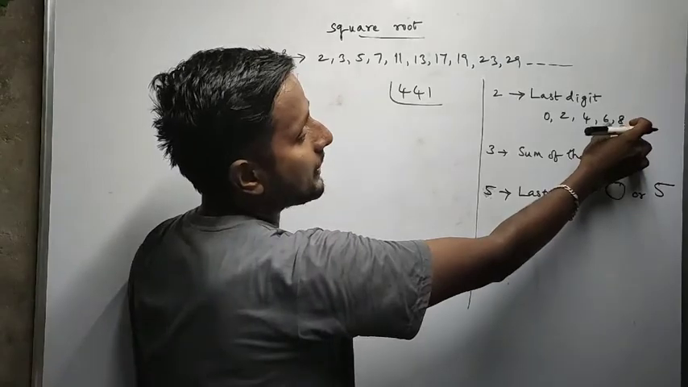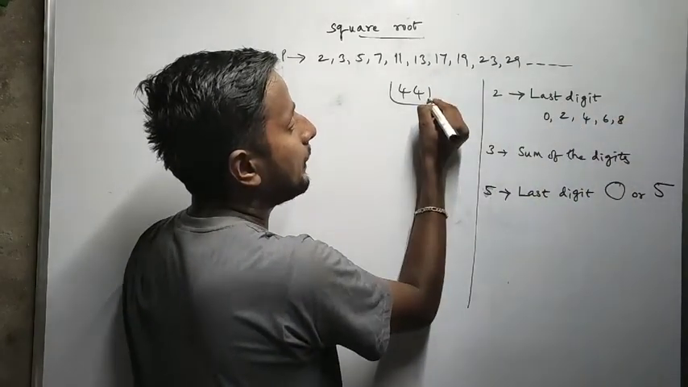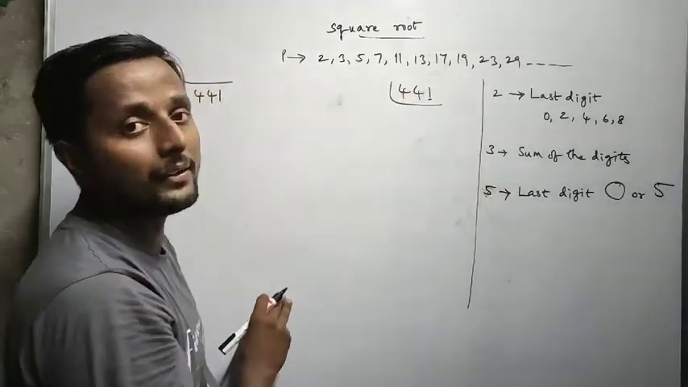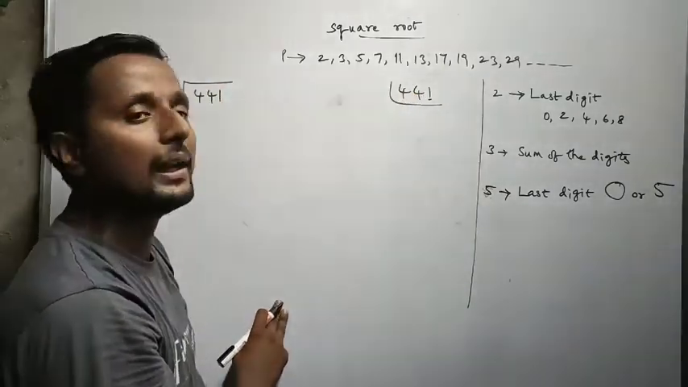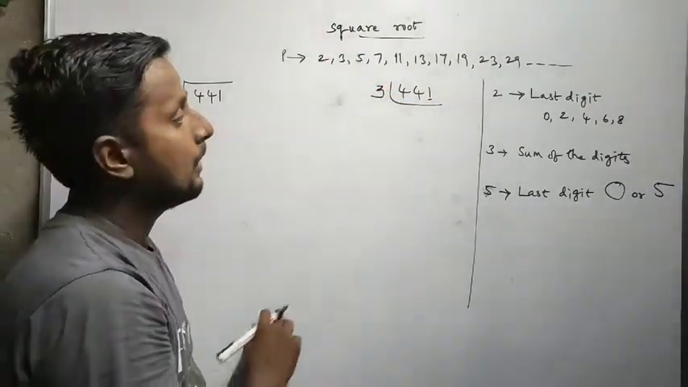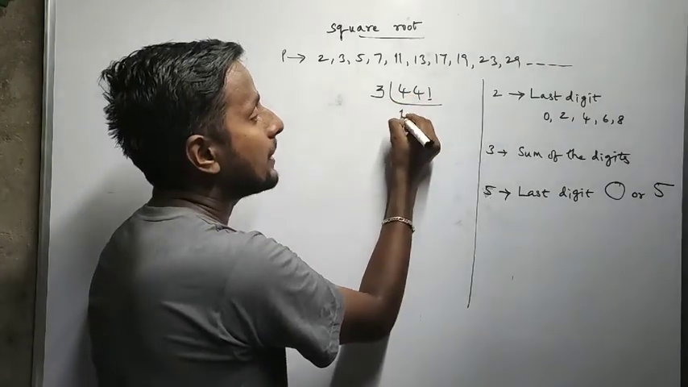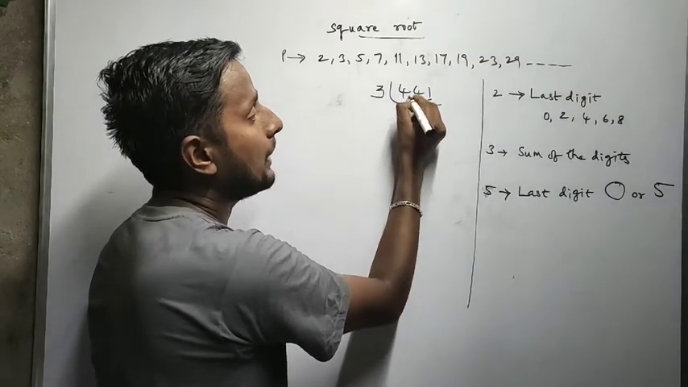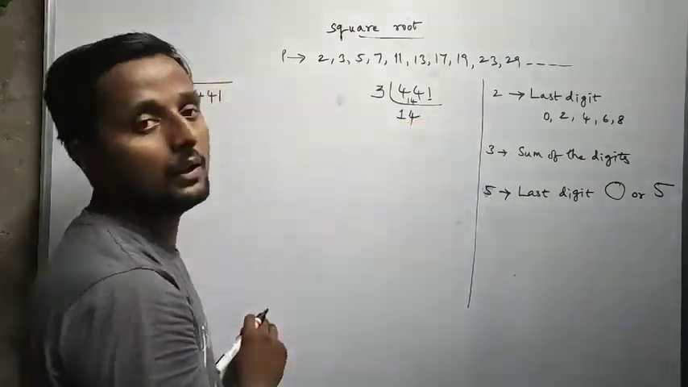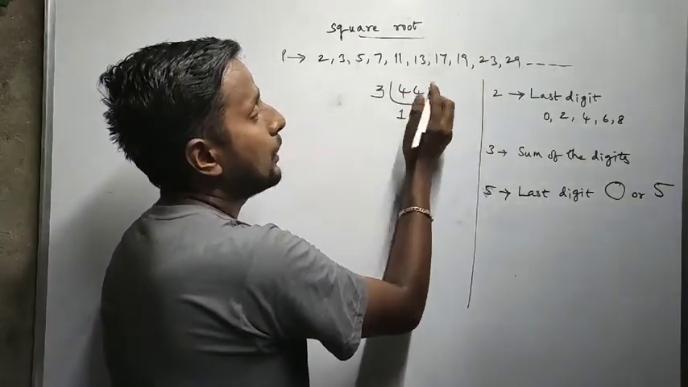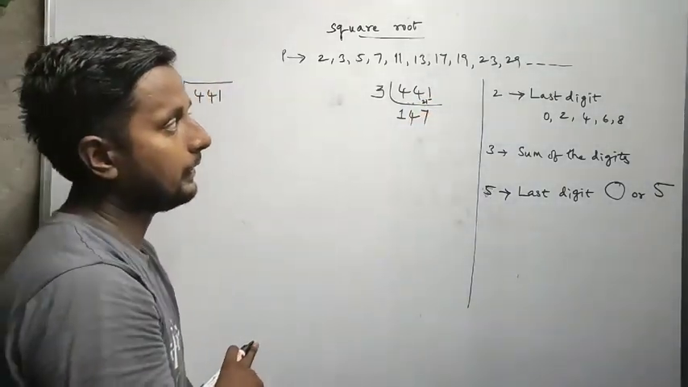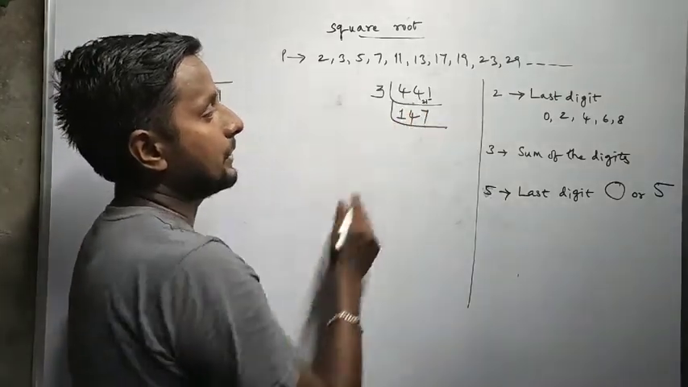Last digit, 8, 6, 4, 2, 0: nothing. Here the last digit is 1. For 3, sum of the digits. Okay, add it. 4 plus 4 is 8, 8 plus 1 is 9. So 9 comes in the 3 table. So this number is divisible by 3. Look at the first digit 4. No. 3 ones are 3. 3 gone, so 1 left and the next number 4 makes 14. So I can write 3 fours are 12. 12 gone, so 2 left, and 2 and 1 make 21. 3 sevens are 21. Correct? 21 gone.